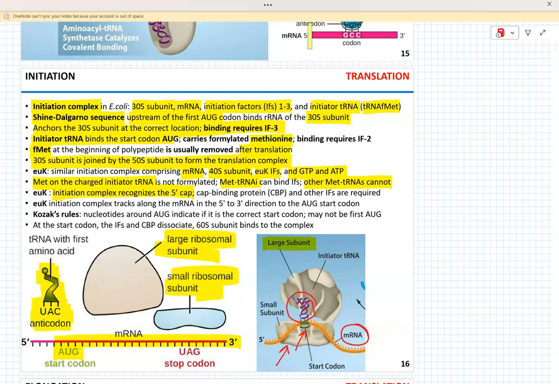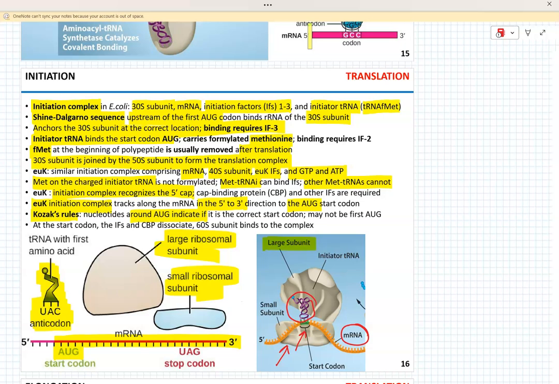Just like in prokaryotes, the initiation complex in eukaryotes moves along the mRNA from the 5' to the 3' end towards the start codon AUG. Now, what determines which AUG codon is actually the start codon? It's called Kozak's rules. Certain nucleotides around AUG indicate if it's going to be a start codon. So essentially, the nucleotide environment, the context, determines whether a particular AUG codon is a start codon.